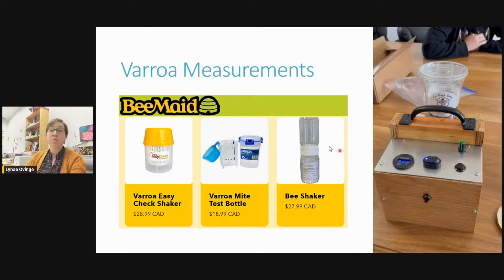Okay, and also I just took these from BeeMade. These are their pictures. I'm not trying to sell these things. It was just that I couldn't crop out the prices.